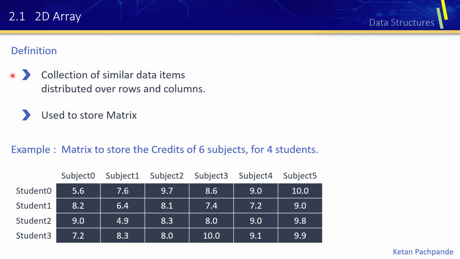One example of a matrix I can give is to store the credits of 6 subjects of 4 students. So let's say I have 4 students, student number 0, 1, 2, 3, which represent the rows in the matrix, and the column number indicates the different subject, for example subject 0, subject 1, and so on. So student number 0 has achieved a credit of 5.6 in subject 0, 7.6 in subject 1, and so on.